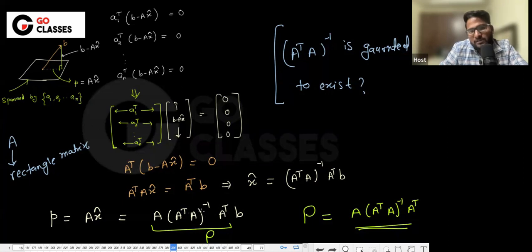If you open up this inverse, it will be a mess. A inverse gets cancelled, and A transpose inverse gets cancelled, and you will just be getting b. You will get confused about what is happening. So you can't open up this inverse.